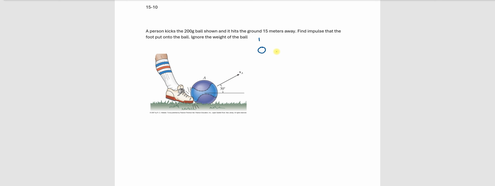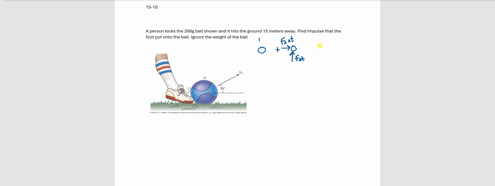So the impulse must have had both horizontal and vertical components to it. In our impulse diagram, we can either put an Fx delta t and an Fy delta t, right? Or we can put a single force vector and tack a delta t at a 30-degree angle. I'm going to just leave it like this. Either one is just fine.